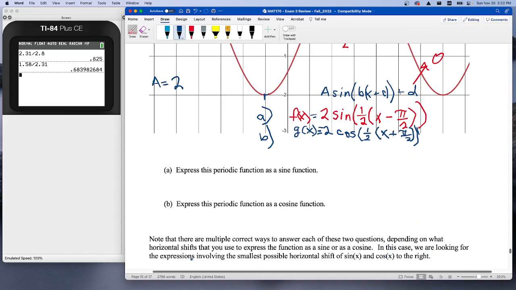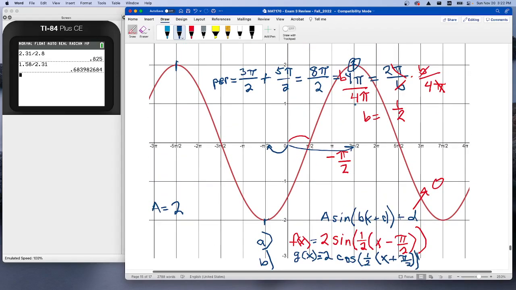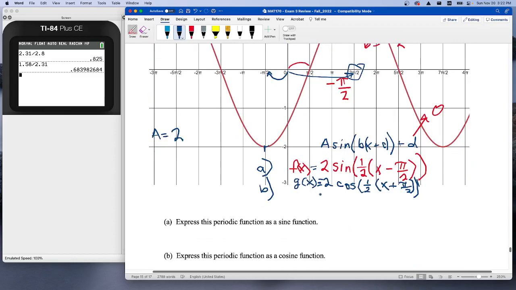In this case, we are looking for the expressions involving the smallest possible horizontal shift of this and this to the right. Okay, I didn't read the instructions clearly. They wanted it to the right. So if we're going to shift it to the right, if that's the assumption, then that's why they come up with the function positive 2 cosine 1/2 x minus 3 pi over 2.